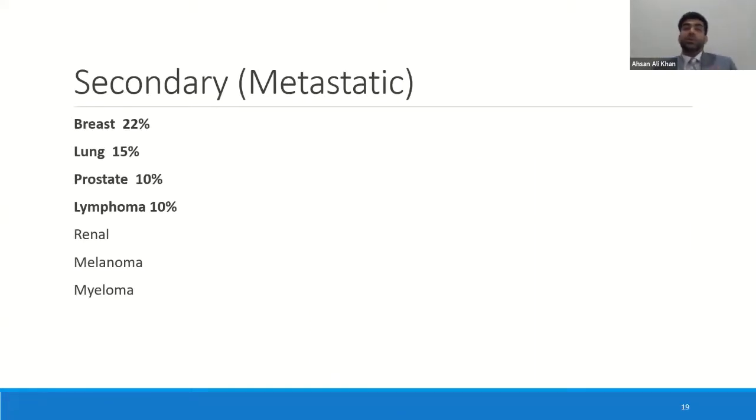So now we come to the secondary lesions of the extradural compartment. Mostly we do not see the primary tumors. We see a lot of metastatic tumors as well. And these are some places from where you get these tumors in the spine: the breast, lung, prostate, lymphoma, renal, melanoma.